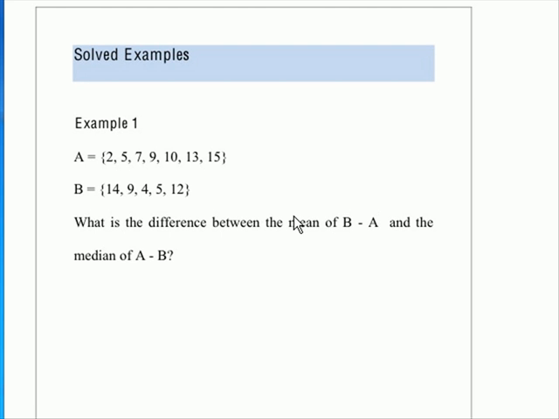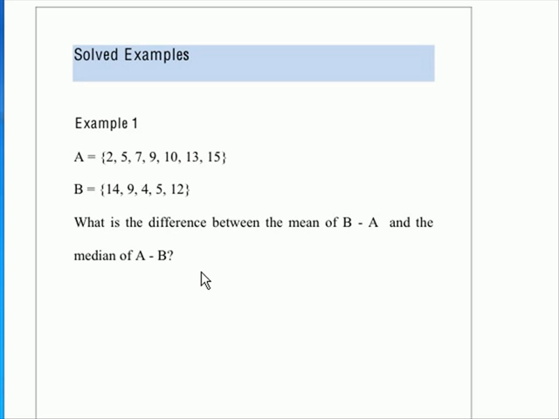Okay, so that was all the theory that you need to know for statistics for your test, and let's go through a few solved examples to consolidate our understanding and revisit some of the concepts that we've discussed. So the first one, set A is 2, 5, 7, 9, 10, 13, 15. Set B is 14, 9, 4, 5, 12. What is the difference between the mean of B minus A and the median of A minus B?